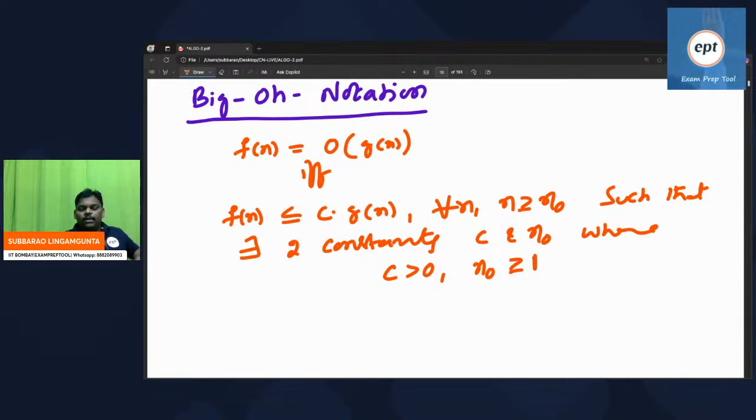Big O notation. f of n is big O of g of n if and only if f of n less than or equal to some c into g of n for all n where n is greater than or equal to n0, such that there exist two positive constants c and n0 where c greater than 0 and n0 greater than or equal to 1.